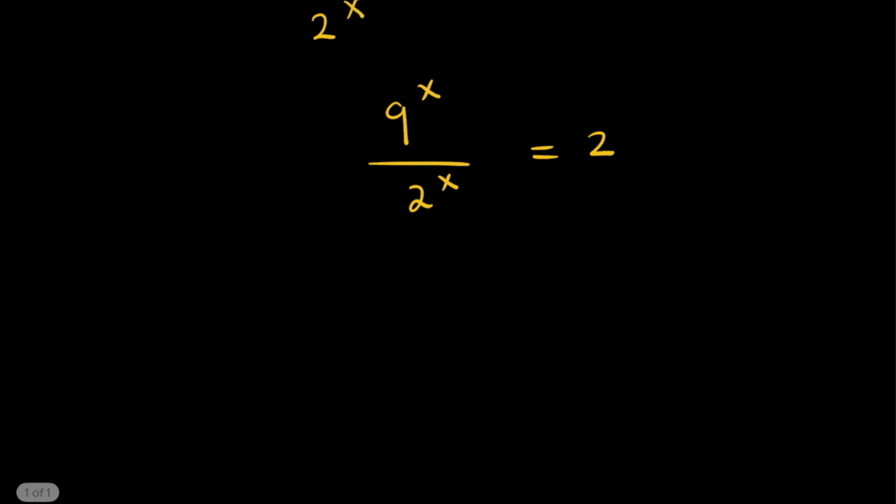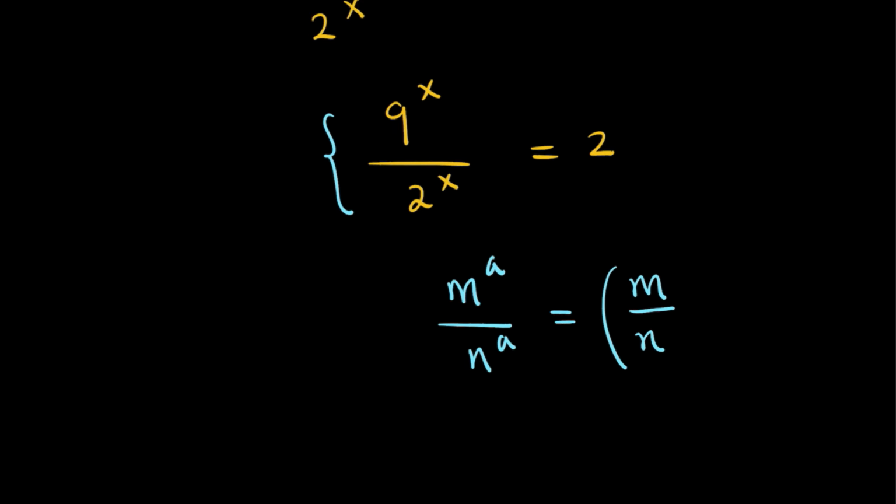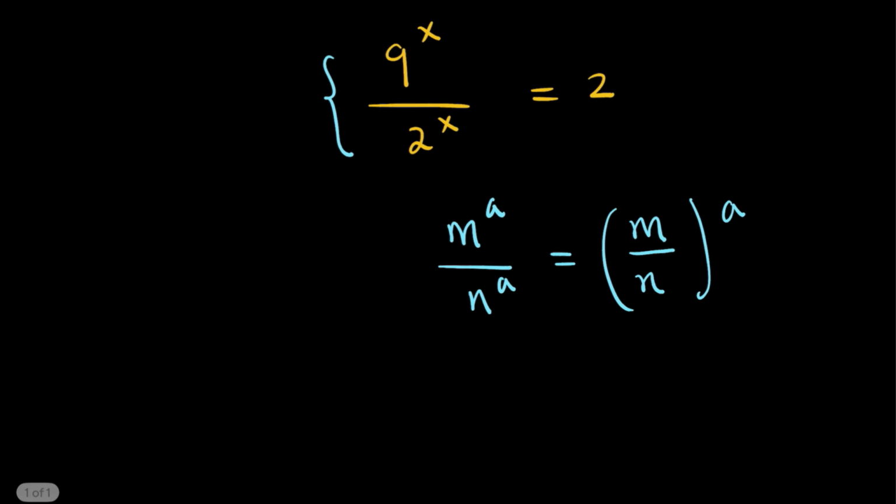Applying another law of indices to the left-hand side expression, given m raised to power a divided by n raised to power a, by law of indices, we can simply write this as m divided by n, then raised to power a. This would then imply 9 divided by 2, raised to power x is equal to 2.